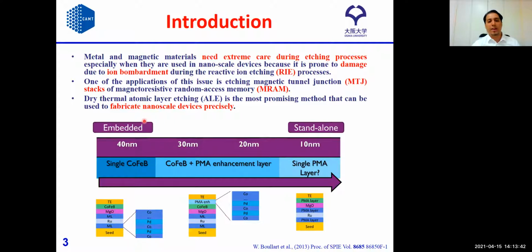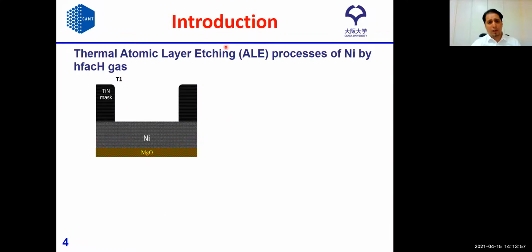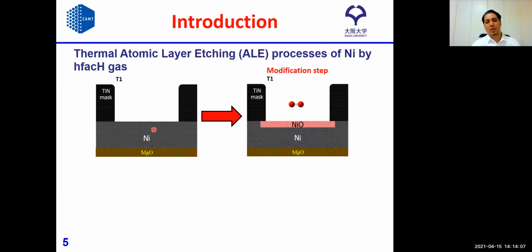Dry thermal atomic layer etching is the most promising method that can be used to fabricate nanoscale devices precisely. So let me, at the beginning, explain what thermal ALE is. If we have a metallic surface, as we can see here, nickel, and we want to etch this surface, we first start with the modification step, where we oxidize the surface to form a nickel oxide layer on top using oxygen gas.